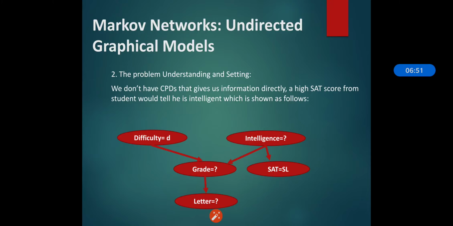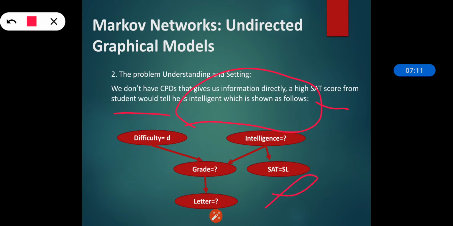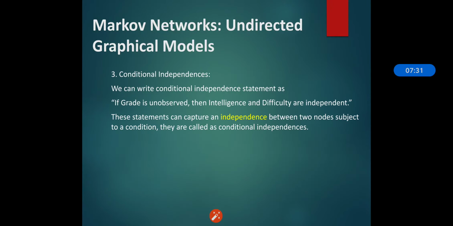Then the next is undirected graphical models, the problem understanding and setting. We don't have CPDs that give us the information directly. For example, a high SAT score from a student would tell he is intelligent, which is shown as follows. If the particular student has the SAT score, then he is intelligent. So there should be a bidirectional arrow. And if he is intelligent, he is getting a good grade. That is the problem understanding, and after understanding, the proper settings should be done in the particular graphical model.